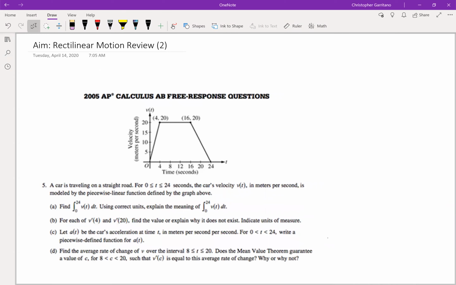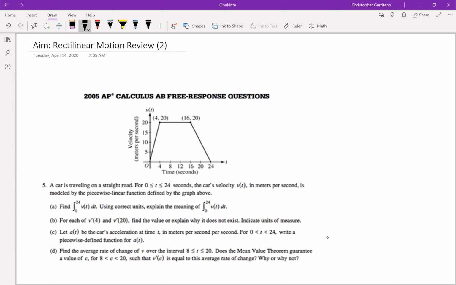So we're going to go over just the one part of the problem that was suggested on Google Classroom, and that is the 2005 AP Calc free response question 5D. This problem starts out with a graph of velocity over time. Part D asks: find the average rate of change of velocity over t equals 8 to t equals 20. And then it goes on to ask something about the mean value theorem.